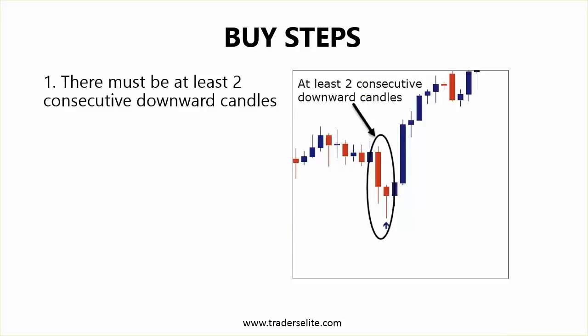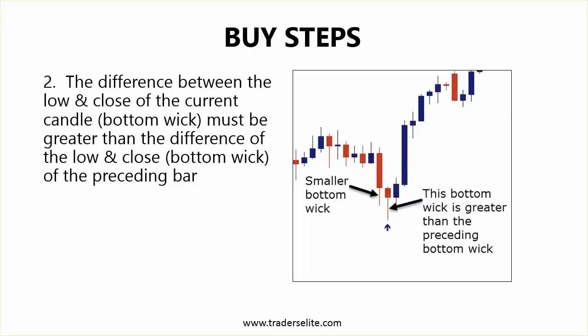Buy steps. Number one, there must be at least two consecutive downward candles, which there is in this case. Okay, at least two downward candles. Very, very simple. Again, it doesn't matter if you've got more than two. In fact, that can be even better, but a minimum of two. Okay, number two, the difference between the low and close of the current candle, the bottom wick, must be greater than the difference of the low and close bottom wick of the preceding bar. So again, we see the bottom wick is greater than the preceding bottom wick. This is the preceding one here. So a smaller bottom wick. This has got the bigger one. Okay, and the bigger it is, the better.